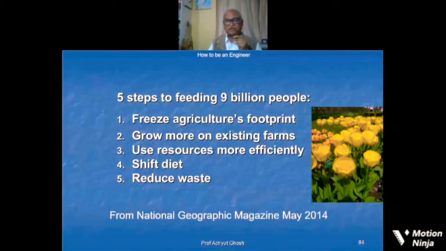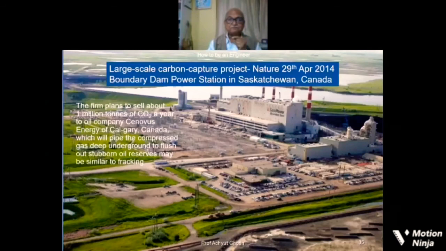Reduce waste 4 times. Whatever we consume, we waste 4 times, the present habit of the world. Now in Saskatchewan, in Canada, they are trying to capture carbon dioxide. That's new technology.